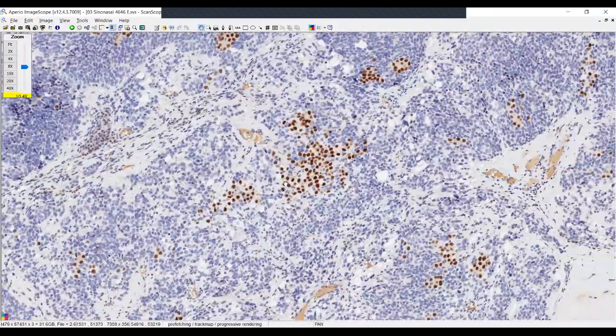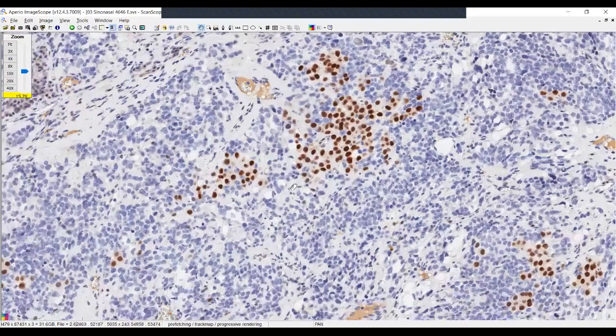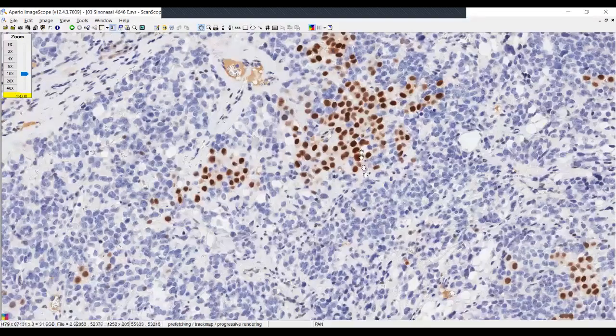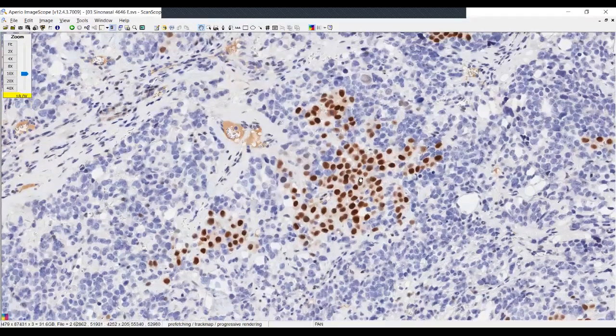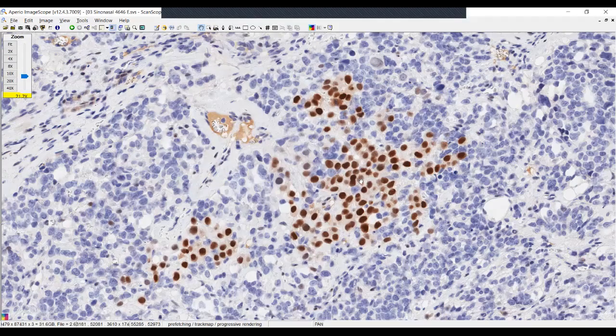So remember how I showed you each of those little cells that were present? Well, each of those particular cells are in fact ER positive, and this is estrogen receptor positivity. So ultimately, this actually turned out to be an example of metastatic lobular carcinoma to an olfactory neuroblastoma.